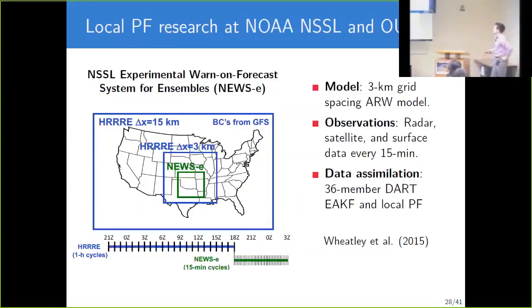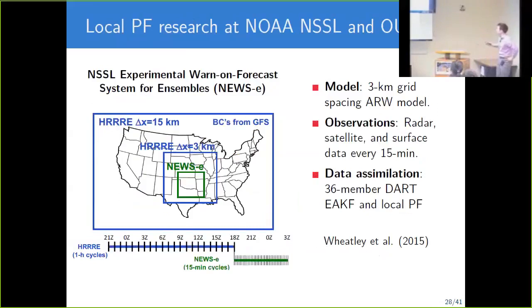All right. And so I should mention before I go on further that this localized particle filter is currently being applied for various research projects at NSSL and OU using this experimental ensemble data assimilation forecasting system called the NSSL Experimental Warn-on-Forecast System for Ensembles, or NEWS-e. I had a video of NEWS-e before I had to take it out of my presentation because of technical issues.